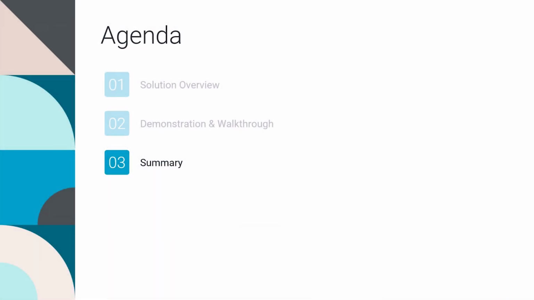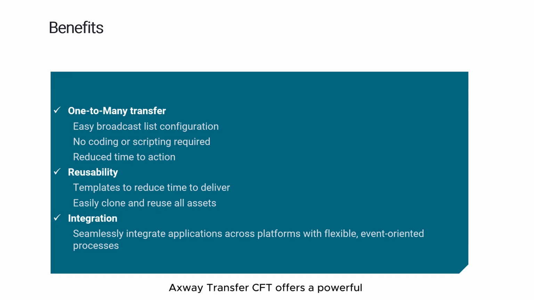Based on what we saw, Axway Transfer CFT offers a powerful and efficient broadcasting capability, enabling seamless one-to-many transfers with minimum effort. Its intuitive broadcast list configuration eliminates the need of complex coding or scripting, significantly reducing time to action. With built-in templates and ability to easily clone and reuse assets, users can accelerate delivering while maintaining consistency across transfers. The platform promotes reusability, allowing teams to streamline operation and scale effortlessly.